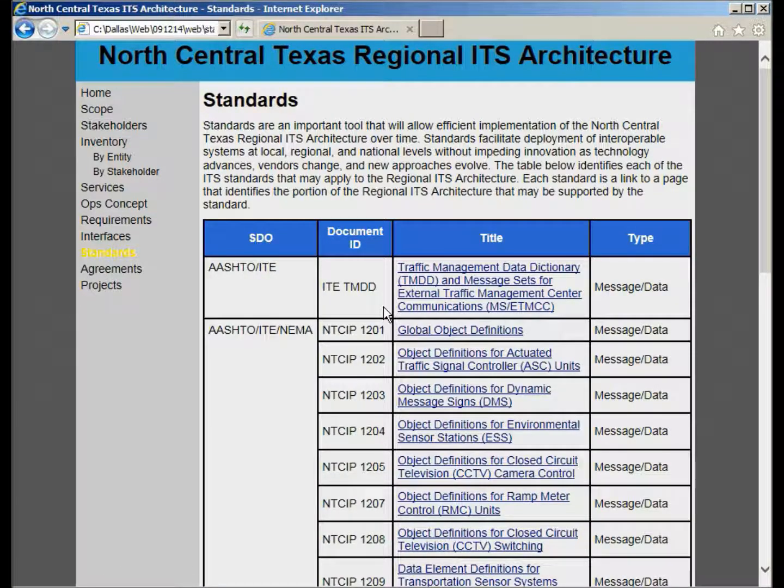Standards lists the National ITS Architecture standards that are applicable to the North Central Texas Regional ITS Architecture. These standards are developed by FHWA-approved standards developing organizations. The list is organized by the standard developing organization and by the title of the standard. By clicking on these, you can get a more detailed definition of each of these standards and determine whether it is applicable to your project.